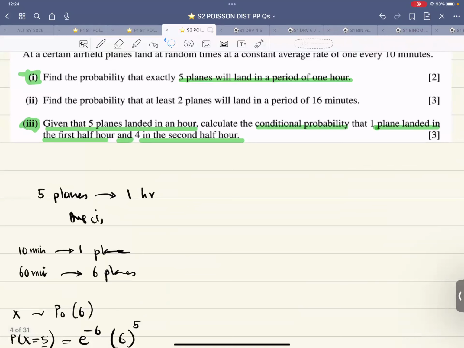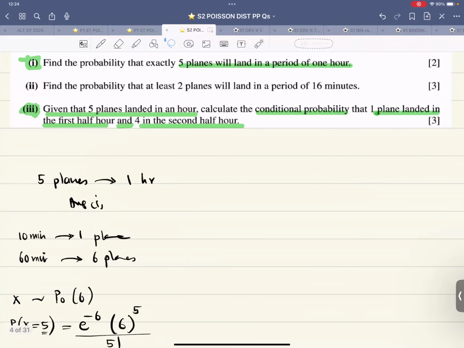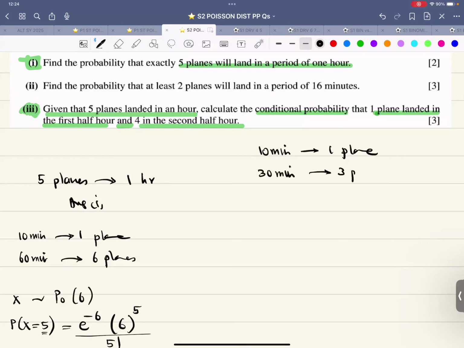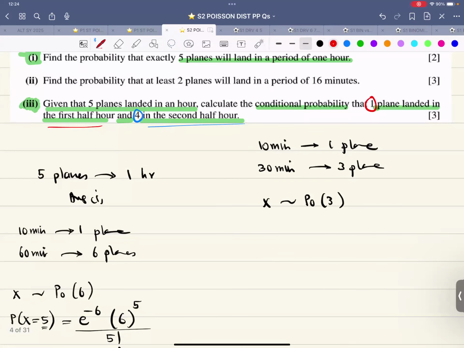Now this thing is done. One plane landed in the first half an hour. So now 10 minutes, that is one plane. Therefore, 30 minutes, half an hour, that would be 3 planes. That is basic thing. So X follows a Poisson distribution with 3. There are 2 calculations that need to be done. One plane landed in the first half an hour, and then 4 in the second half hour. So let's do it separately.